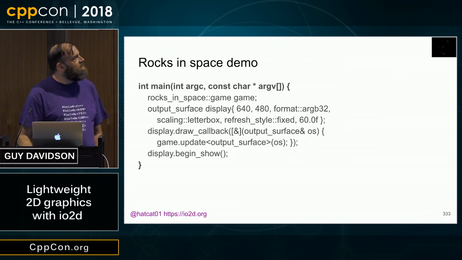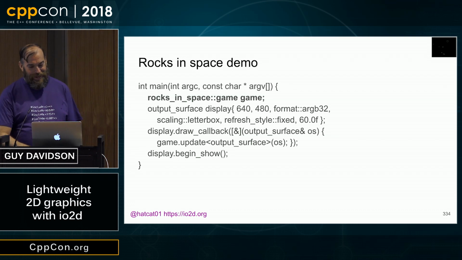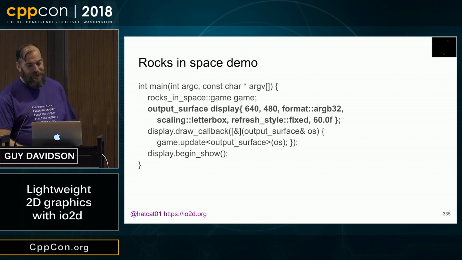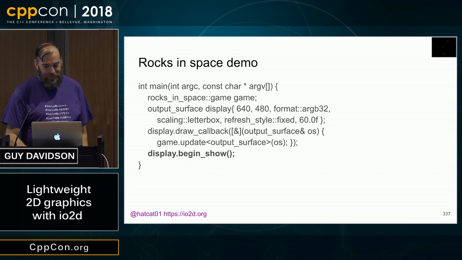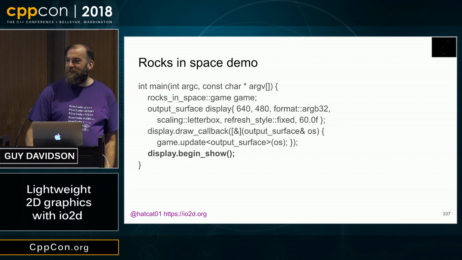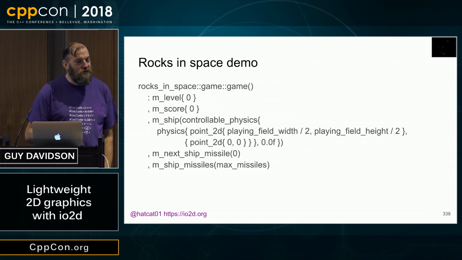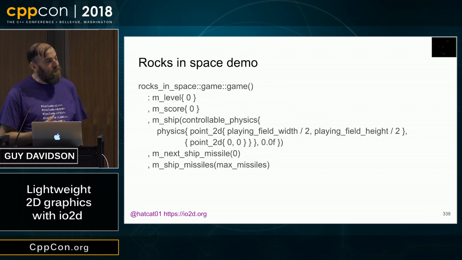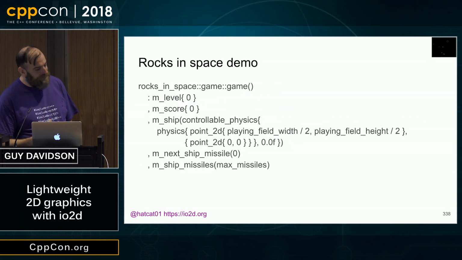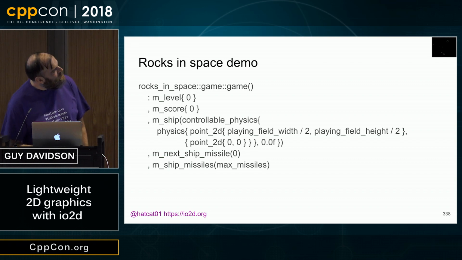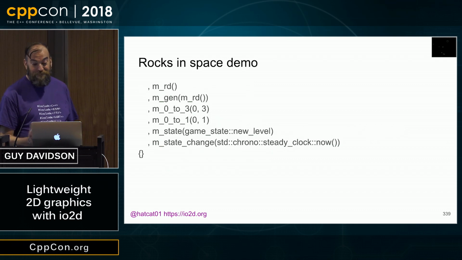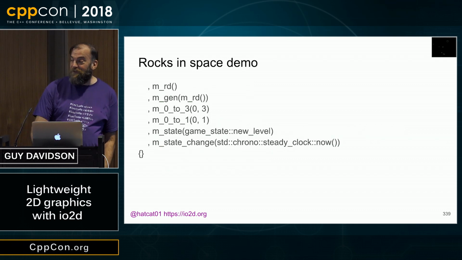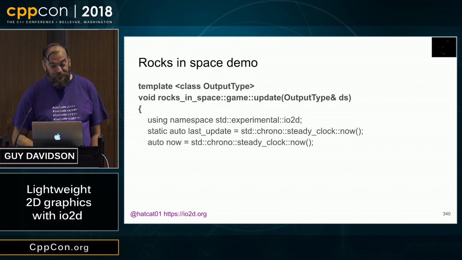Right. Starting from the entry points, we create a game instance, then an output surface instance, attach a draw callback, and call begin show. Any surprises here? Good. Right, the game constructor features a fair whack of initialization. Nothing of particular note, although the physics member might look a little convoluted. There's some random number generation, and there's a finite state machine lurking in there as well.